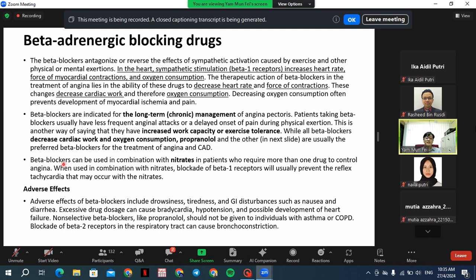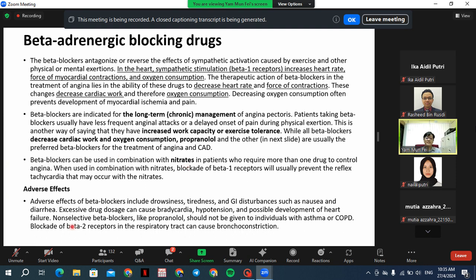So sometimes, if necessary or you want in certain conditions, you can combine nitrate and beta blocker as well. Okay, because the mechanism of action is slightly different, isn't it? Even though it's called vasodilatation, it is a different approach. So you combine them together.